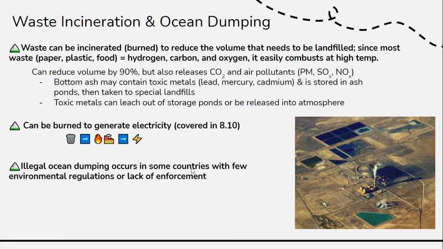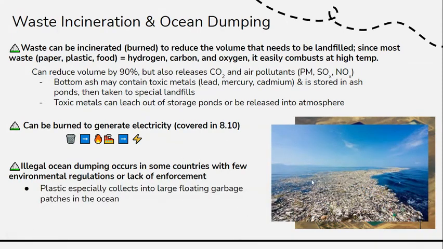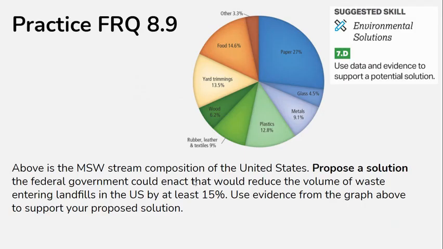Now, illegal ocean dumping occurs in some countries with few environmental regulations that lack enforcement. It leads to this. The plastic will collect in large floating garbage patches in the ocean, typically in gyres, areas where the ocean circulates in a circle, right? And we'll see all the trash collect here. This can be a serious problem. It can suffocate animals. Many ocean birds and other species ingest this stuff to the point where they can't fly, swim, or they'll even starve because it will clog their digestive tracts. All right, so it's a lot of stuff here.